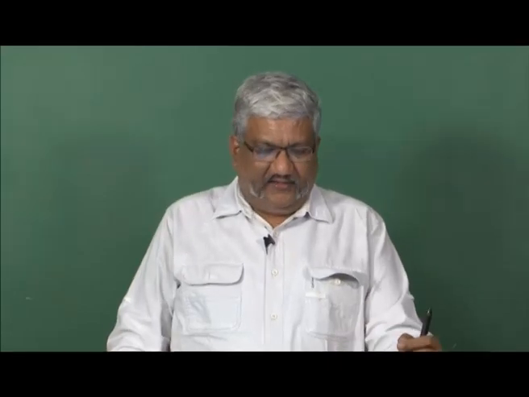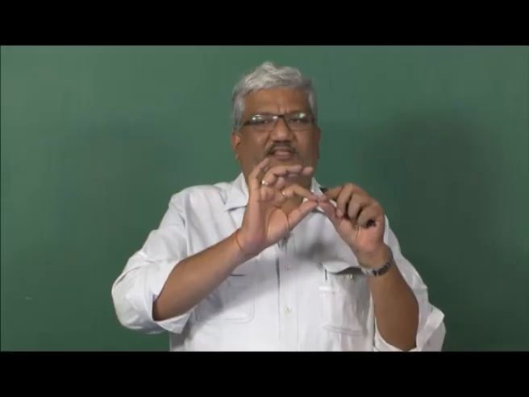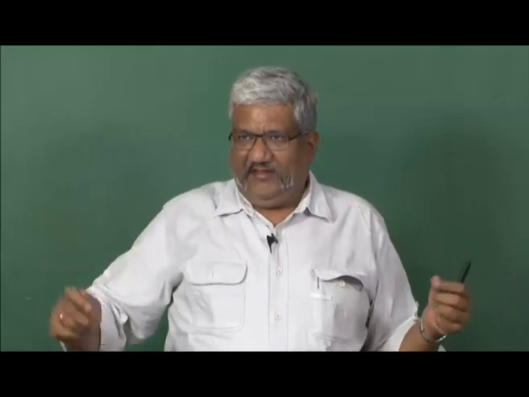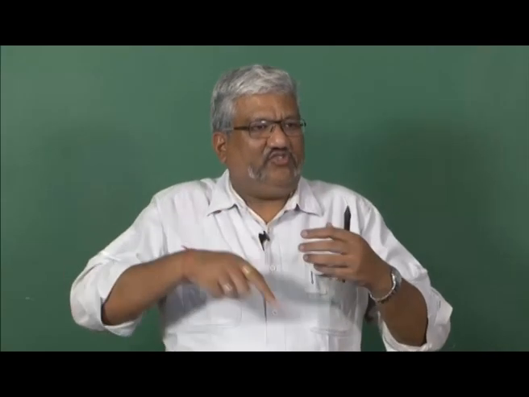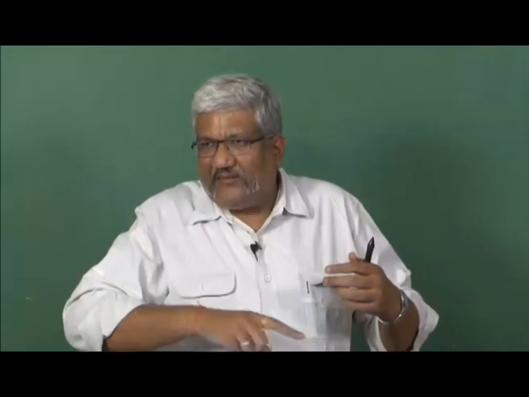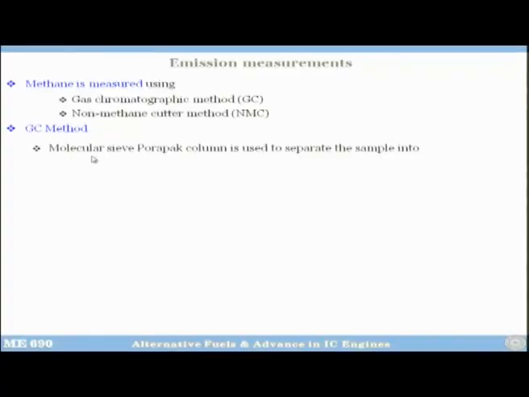So what is done in the GC method for measuring methane is, first you use a molecular sieve Porapak column. This is a different column. As I said, a column is a capillary, so it looks like a thick wire, and it could be any length, 30 meter, 50 meter, 100 meter, depending on what you want to separate. What you actually do is make a coil, so when the hydrocarbon flows, it flows through that coil. It is long, but it is made compact by winding it up.